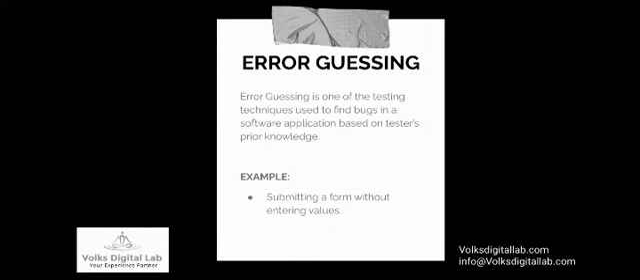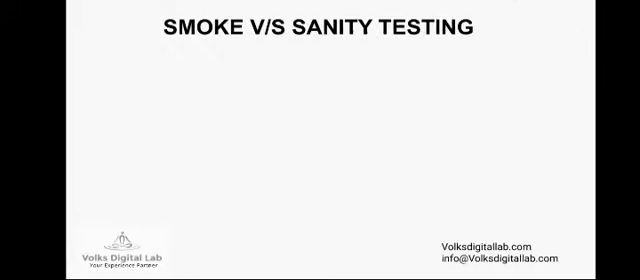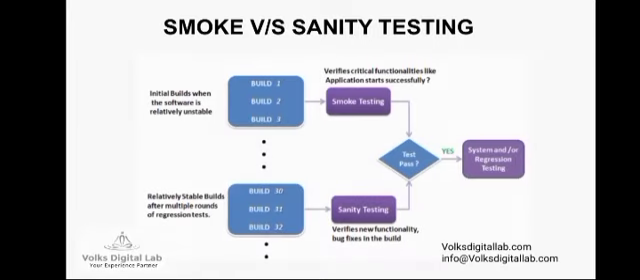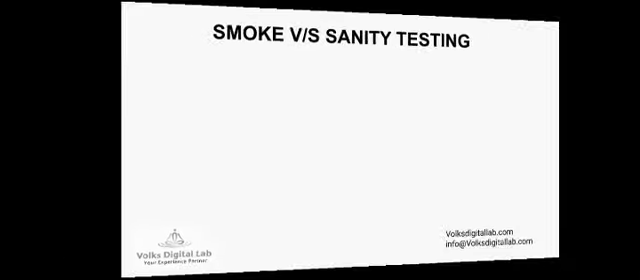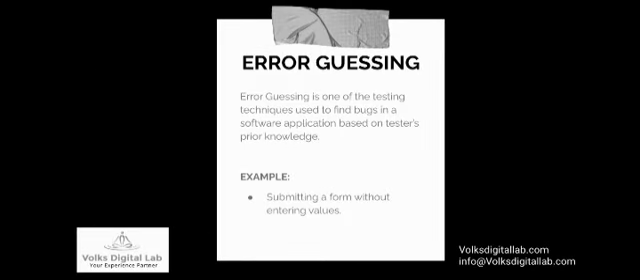Smoke testing verifies the entire system from end to end, whereas sanity testing verifies only a particular component. Error guessing. Error guessing is one of the testing techniques used to find bugs in a software application based on the tester's prior knowledge.